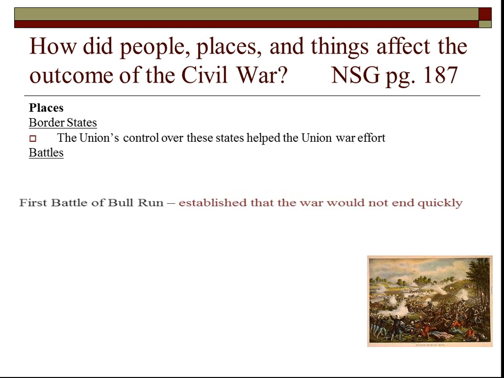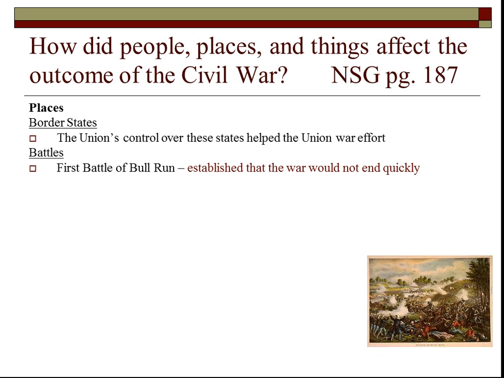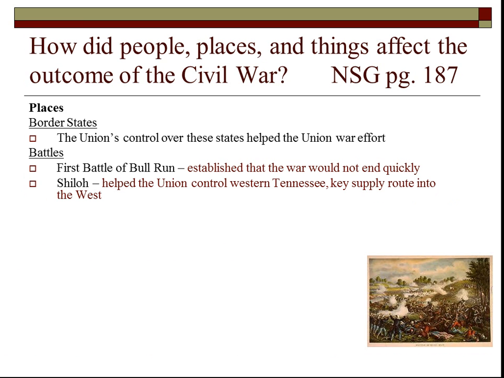The First Battle of Bull Run established the war would not end quickly. The battle was extremely bloody. Thousands of people died, and it shattered the hopes that this would be a short, decisive war. Shiloh helped the Union control western Tennessee and key supply routes into the West, so the Union Army controlled that.